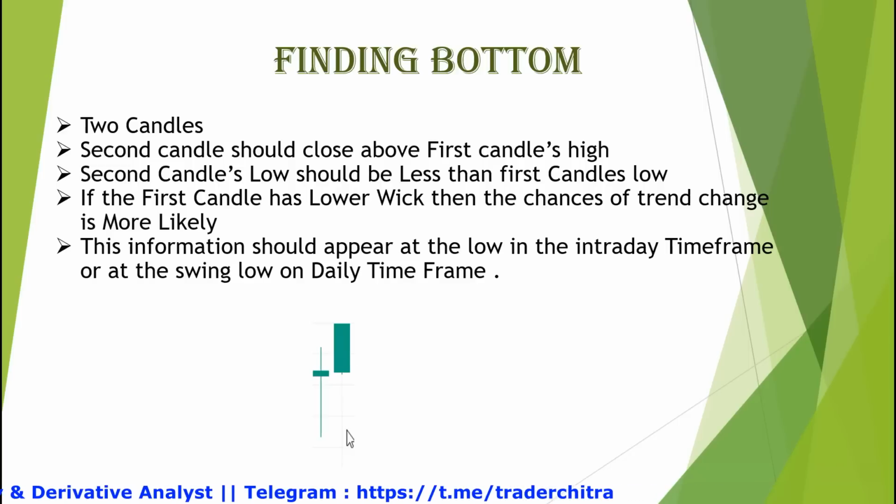The second candle's low should be less than the first candle's low. You can see here this is the second candle's low, and it is higher than the first candle's low. If the first candle has a lower wick, then the chances of trend change are more likely.